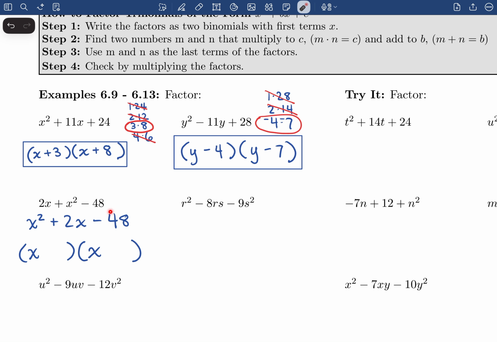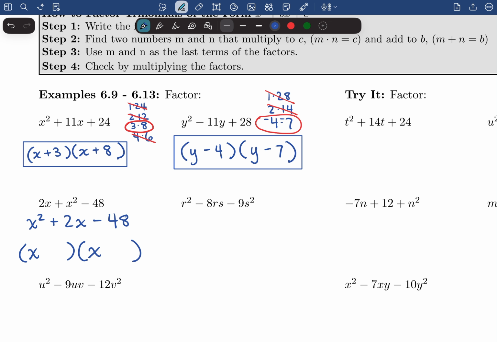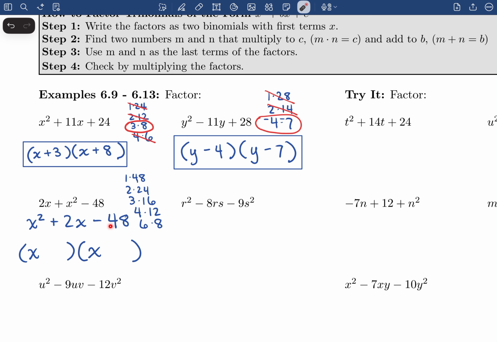Now, let's list all of the factors of 48. And so we start and we say, well, 48 is 1 times 48, but it's also 2 times 24, but it's also 3 times 16, but it's also 4 times 12, but it's also 6 times 8. Okay, so 48, this constant, has a lot of possible factors for this scenario.